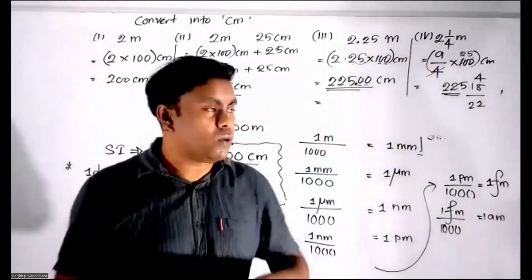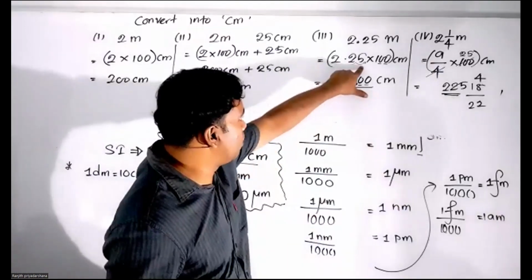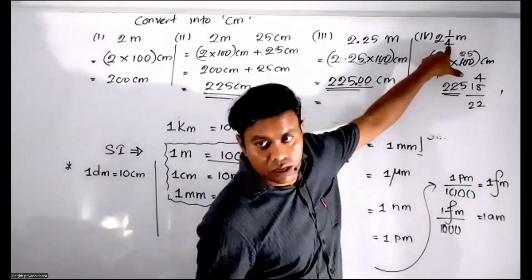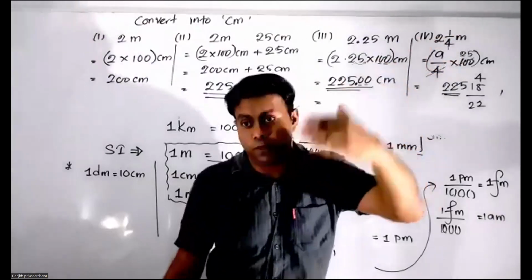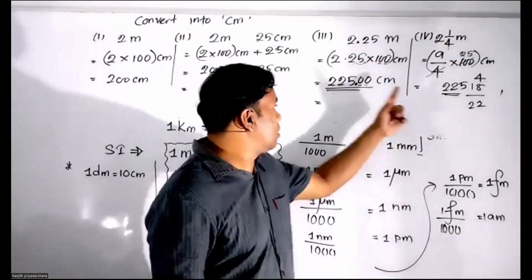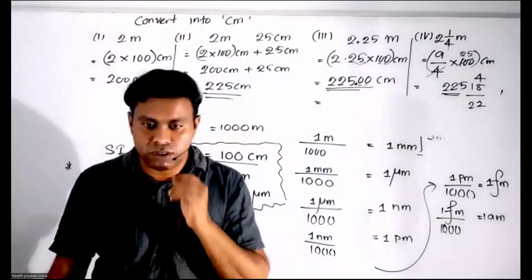0.25 means quarter. 2 and 0.25, 2 and quarter. Quarter means you know that's 0.25. That's why the same answer comes. 225.